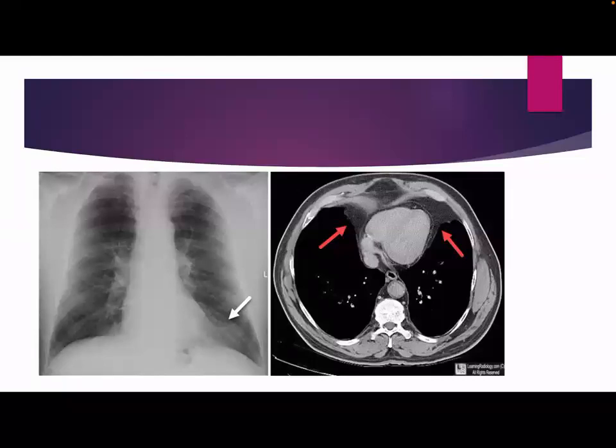Here we can see the pericardial fat pad in this frontal chest X-ray, demarcated by this white arrow, and in this axial slice CT, demarcated by this red arrow.